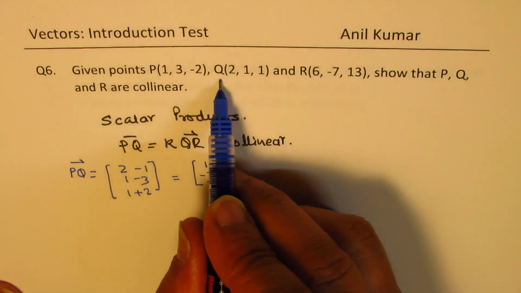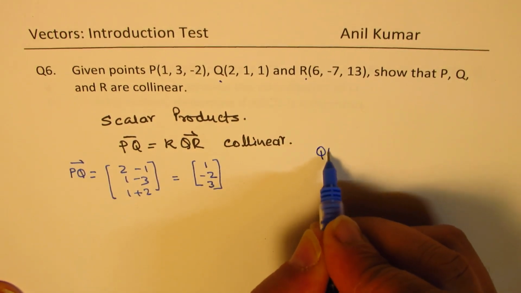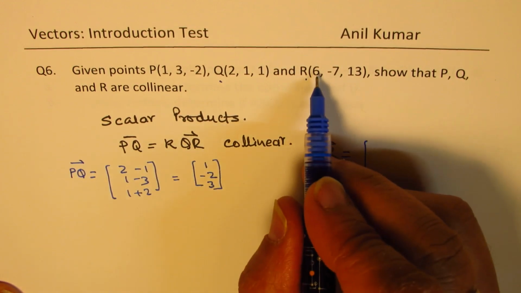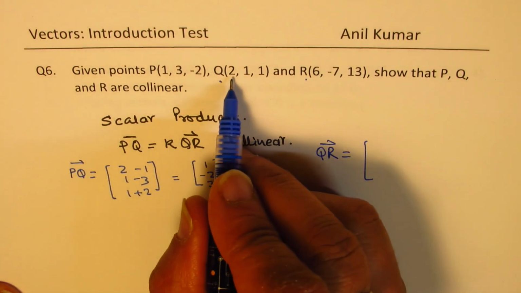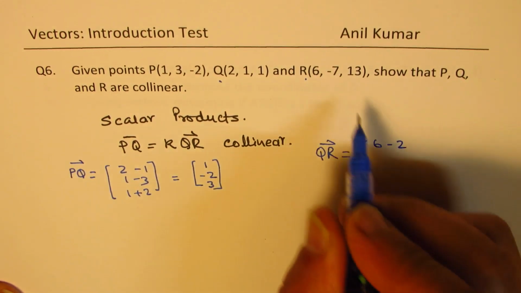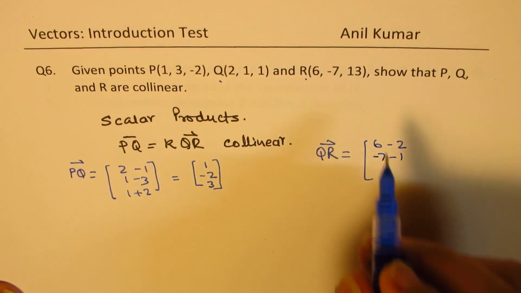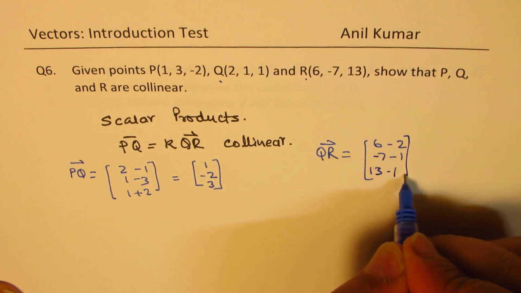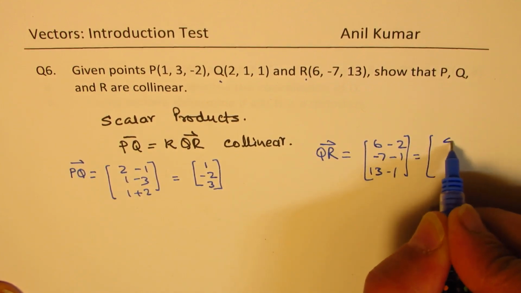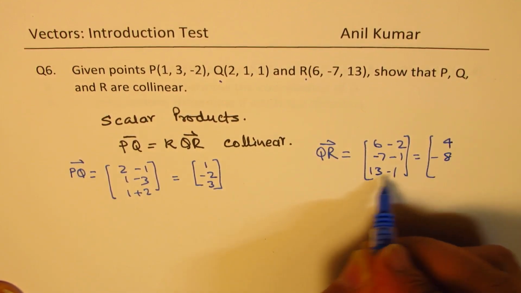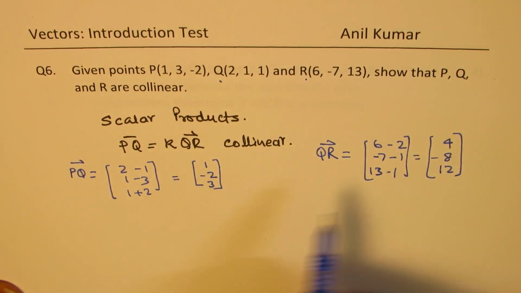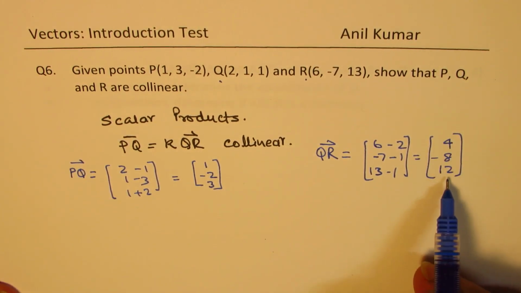Now let's find what is QR. So QR will be 6 minus 2, minus 7 minus 1, 13 minus 1. Which is 6 minus 2 is 4, minus 8, and that is 12. So 1 minus 2, 3, 4, minus 8, 12, right?